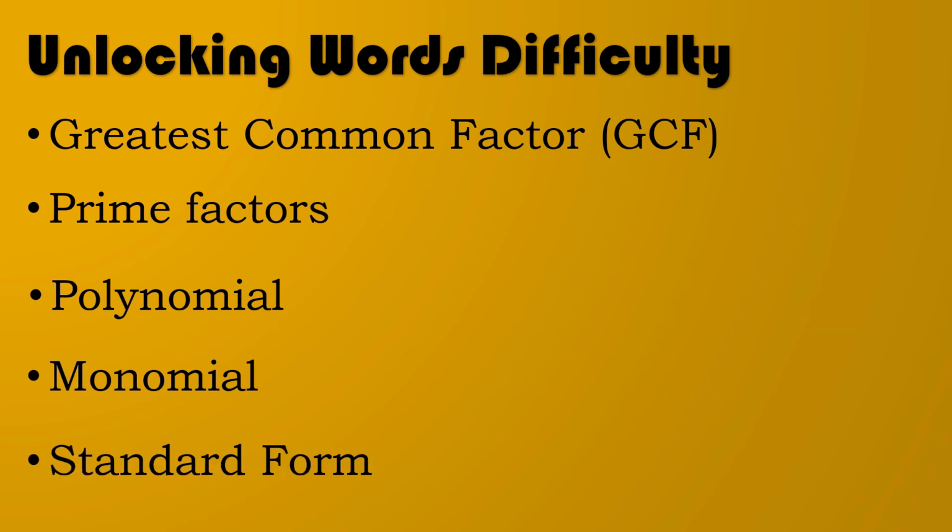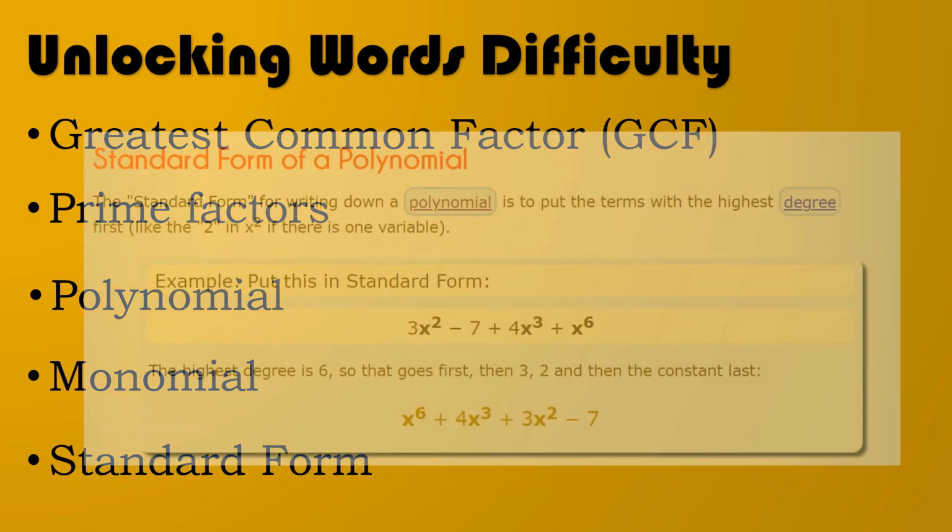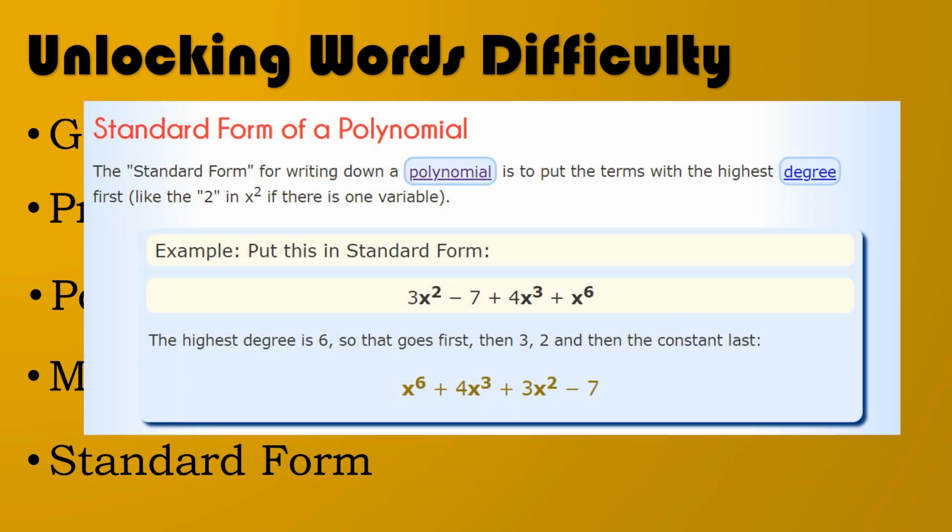Standard form. The standard form for writing a polynomial is to put the terms with the highest degree first, like the 2 in x squared if there is one variable. Example, we need to write this polynomial in standard form. We have 3x squared minus 7 plus 4x cubed plus x raised to the 6th power. The highest degree is 6, so that goes first. Then 3, 2, and then the constant last. We will have x to the 6th power plus 4x cubed plus 3x squared minus 7.